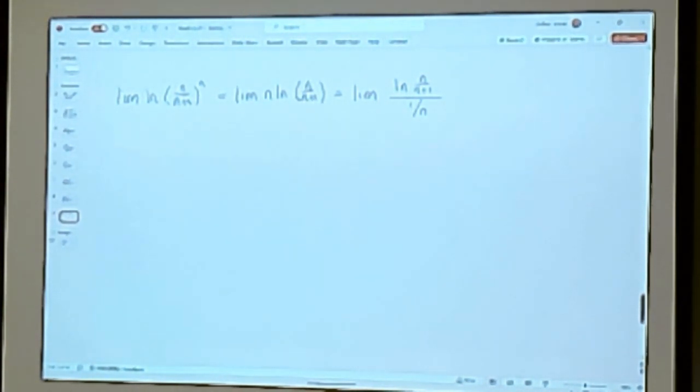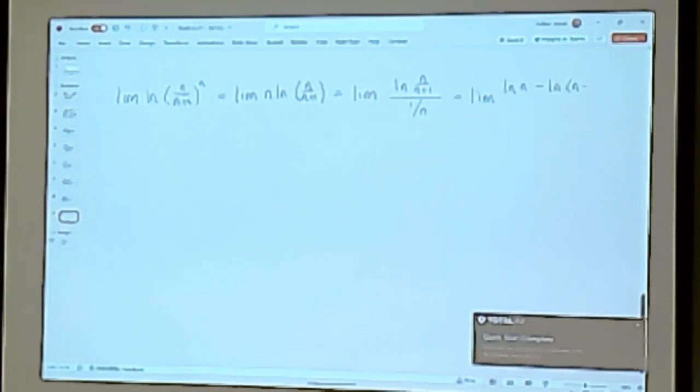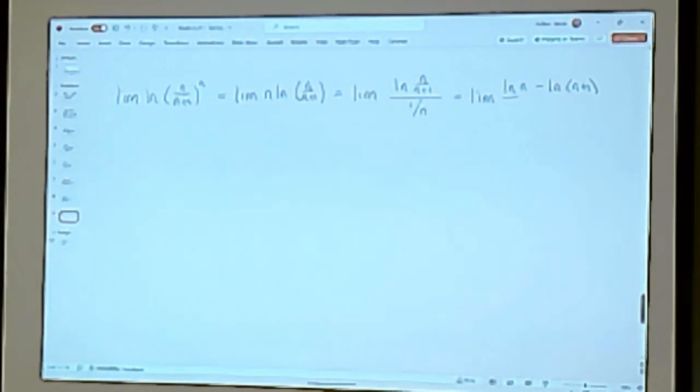Before I do that, I'm going to rewrite it. It just makes taking the derivative easier. So remember what L'Hopital's rule says. You take the derivative of the numerator over the derivative of the denominator and then take that limit. What's the derivative of the numerator?